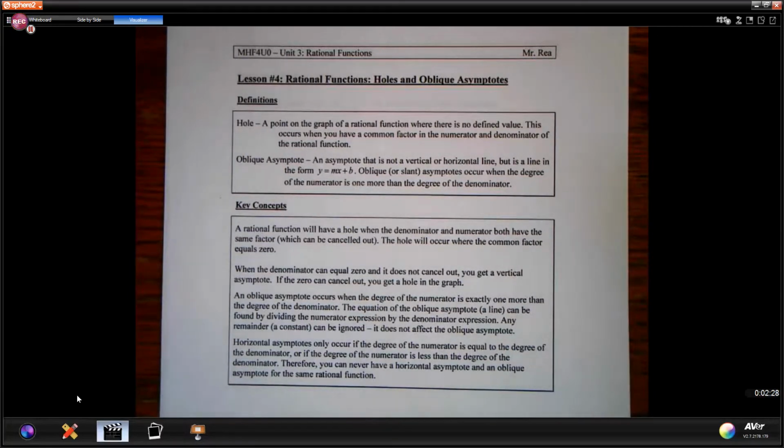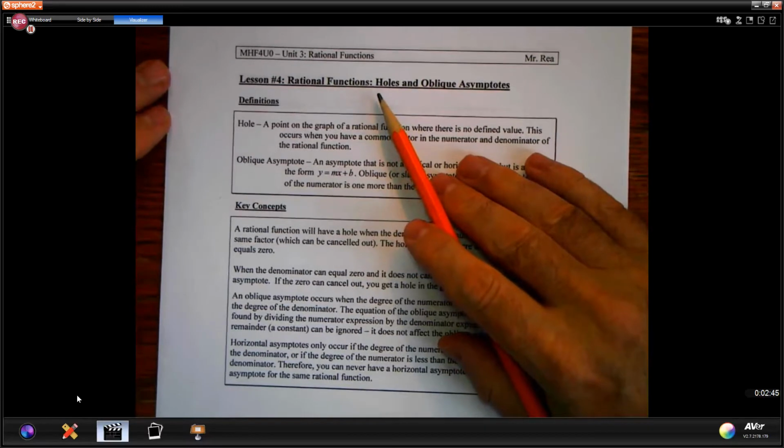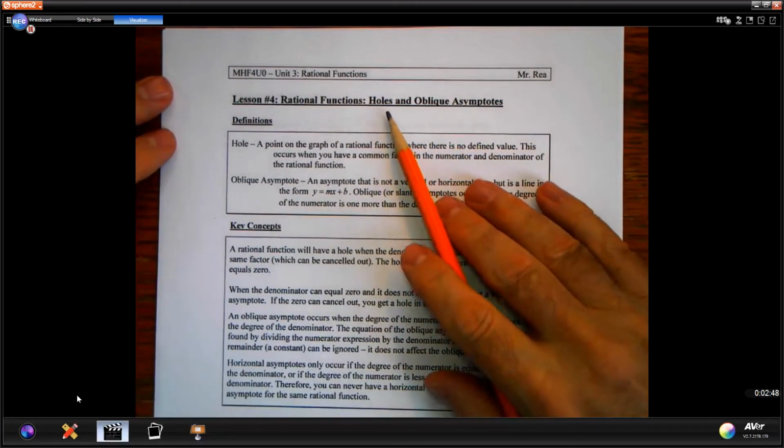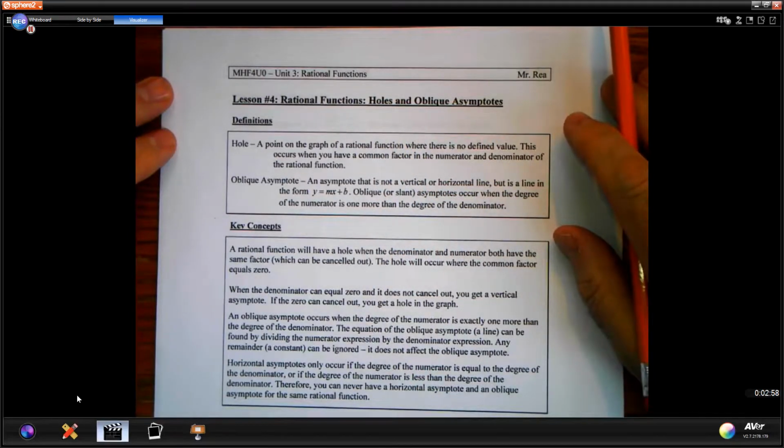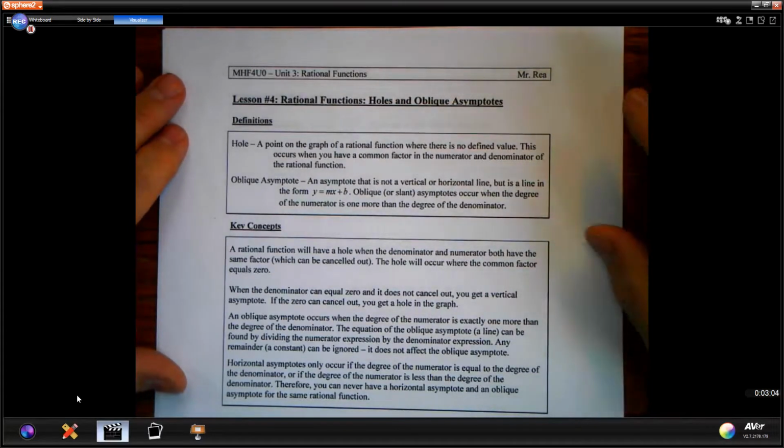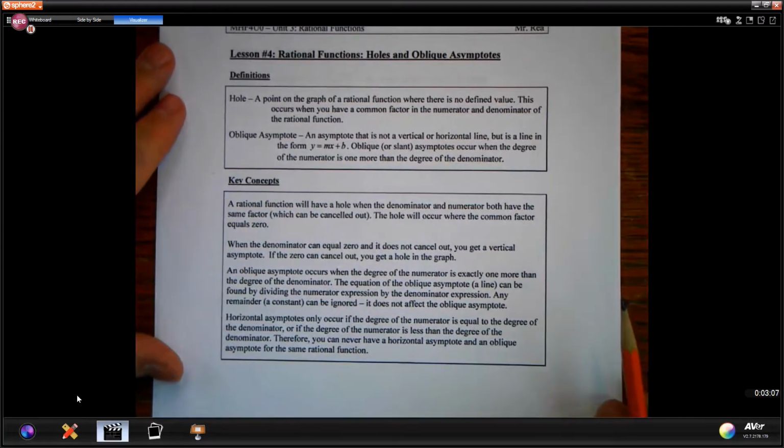All the other rules apply for the vertical asymptotes. Vertical asymptotes have nothing to do with oblique asymptotes, so they don't cancel each other out. You can definitely have both. Now, we're also going to be looking at one other certain situation, and that's something called a hole. That's a hole in the graph, like a black hole. This actually has something to do with the vertical asymptote. So we'll look at 2 examples of those first, and then 2 examples of oblique asymptotes.